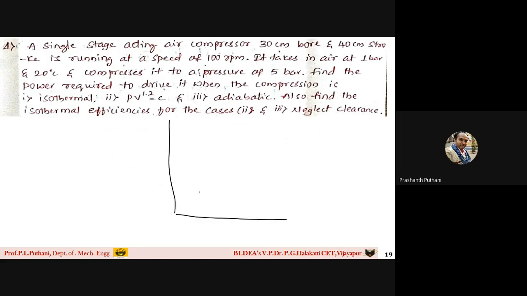This is your pressure volume diagram. Generally, a compressor without clearance volume looks like this, students. Suction, compression, delivery. This curve is what, students? It is the polytropic curve. P into V to the power of 1.2 is equal to C. Now he has asked isothermal.